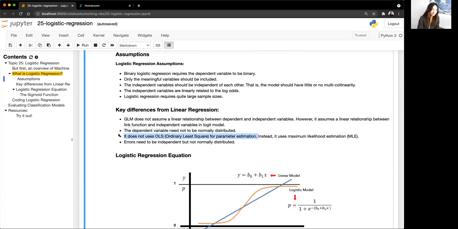It doesn't use OLS to do its gradient descent. So last week we talked about gradient descent and how your model decides on the best parameters using gradient descent. Now, instead of OLS, it uses MLE.